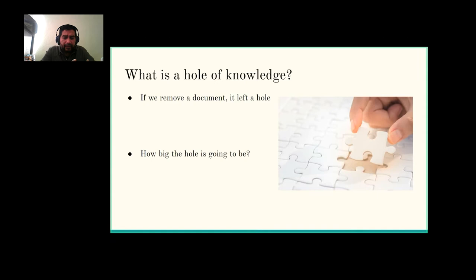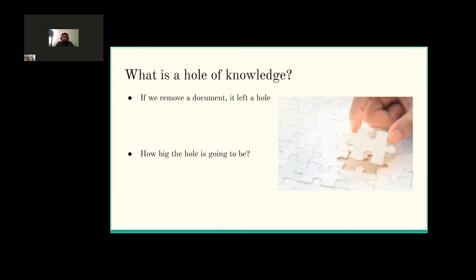When you remove a paper, even if it is a small paper or a very simple one around it, you are creating a hole in the knowledge. Probably that's a very natural way of thinking. If there is one paper missing there, that means that there is a hole in knowledge. So this is natural.